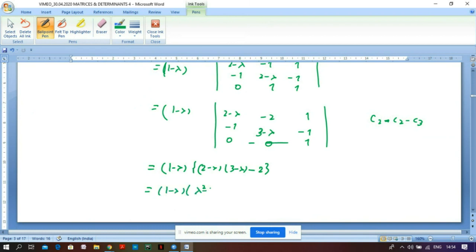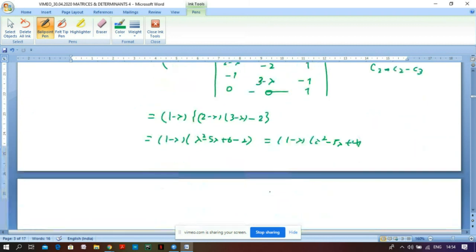It is lambda squared minus 5 lambda plus 6 minus 2, giving you (1 minus lambda) times (lambda squared minus 5 lambda plus 4). And if you expand it, in lambda cubed, I'll get minus lambda cubed. Lambda squared, I get 1 from here and 5 from here, so I get 6 lambda squared. Lambda, I get 1 minus 5 here, and here minus 4, so I get minus 9 lambda. And then I get just 4 plus 4.